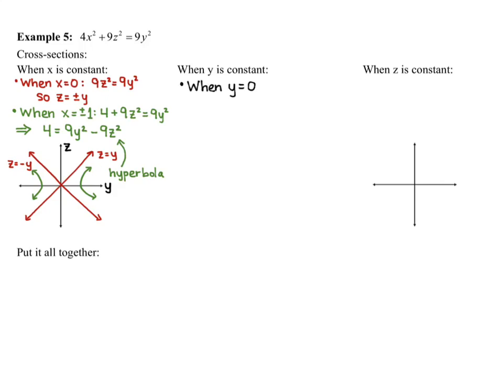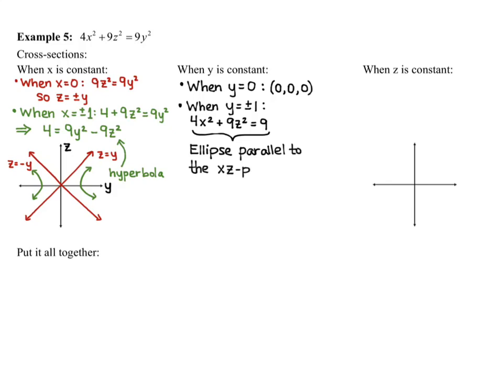Okay, now let's let y equal 0. Then I would have the point 0, 0, 0. Or I could find some relationship between the x and the z. But the point is that I know my graph goes through the origin now. When y equals plus or minus 1, I would get 4x squared plus 9z squared equals 9. And we know that this is the equation of an ellipse parallel to the xz plane. We know it's parallel to the xz plane because it has the x and the z in it and no y.